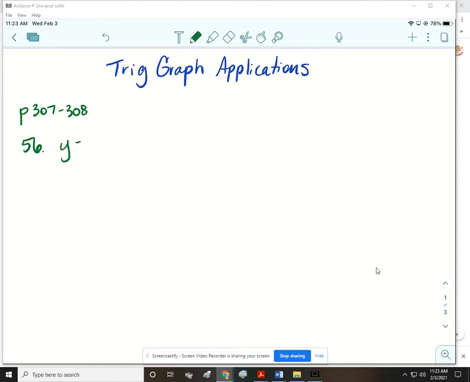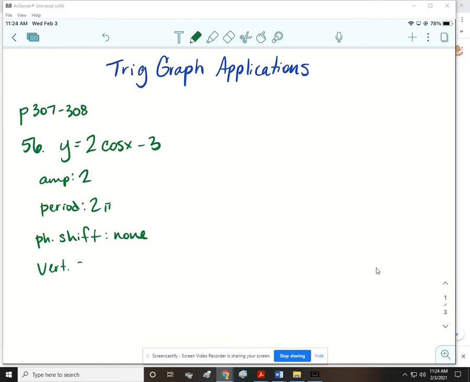So 56 is y equals 2 cosine of x minus 3. Now, this is the first one we're actually graphing that has a vertical shift. But we're going to start off the exact same way by finding the amplitude and the period. As far as phase shifts go, this one doesn't have one because there's no addition or subtraction inside the parentheses. But this one does have a vertical shift, and that shift is down 3.